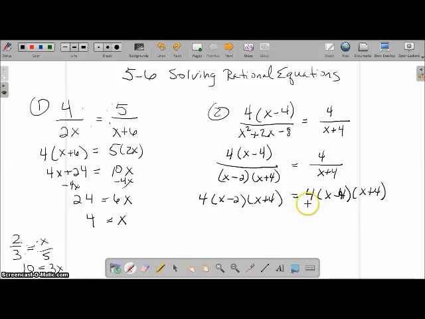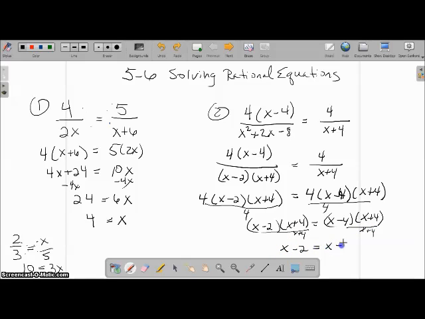Okay, now I want you to take a look at this. Look what happens when you're solving for this. We can divide both sides by 4, and the 4's are going to cancel out, and you're going to get x minus 2 times x plus 4 equals x minus 4 times x plus 4. Then you can divide both sides by x plus 4, and you're going to get x minus 2 equals x minus 4. And hopefully you'll look at that and go, wait a minute, that's kind of weird.